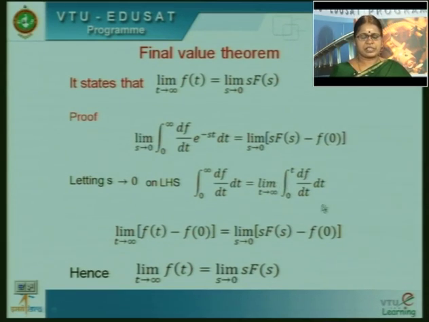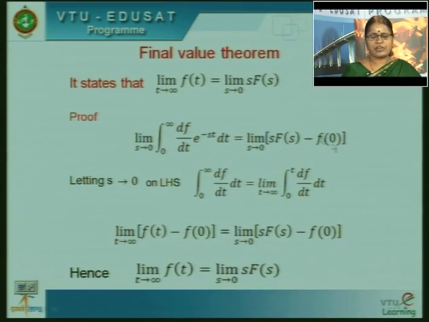What is this? This is the integral of a differential function, which results in just f of t between the limits 0 to t. So, this answer is f of t evaluated between the limits 0 to t. This can be written as limit t tending to infinity f of t, which is the value of the function at the upper limit, minus f of 0, which is the value of the function at the lower limit. So, this term can be written as limit t tending to infinity f of t minus f of 0, that is equal to our RHS.